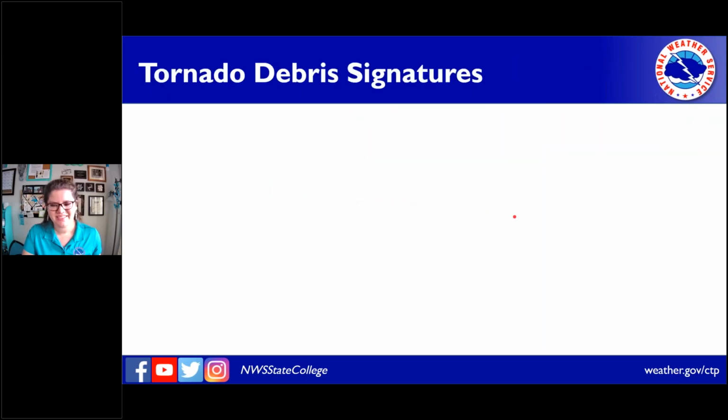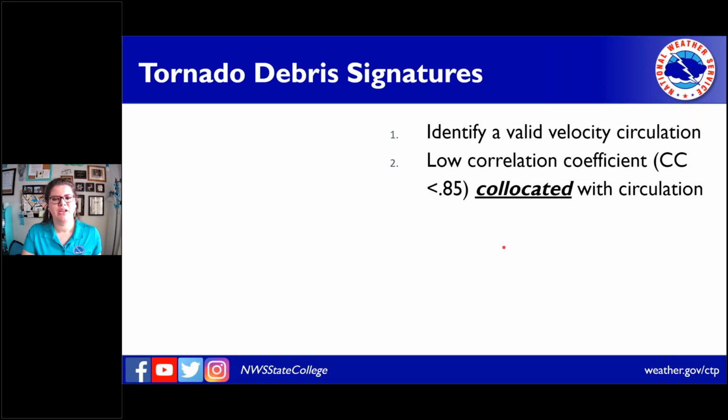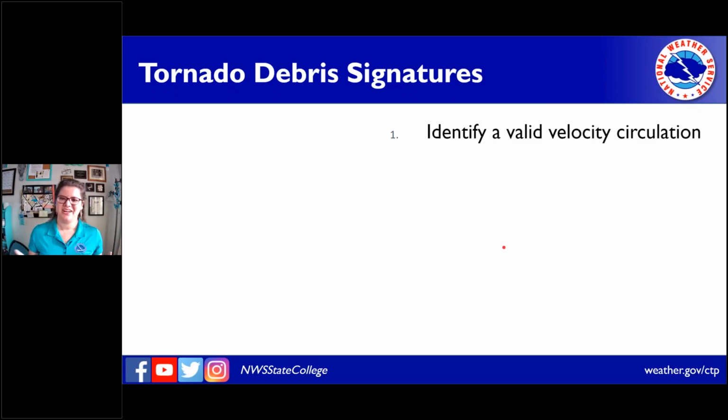All right, so getting on to our last topic here, tornadic debris signatures. First, in order to identify the tornadic debris signature on radar, we need to identify that velocity circulation. So remember your training on identifying where it's rotation versus not rotation. Know where your radar is.